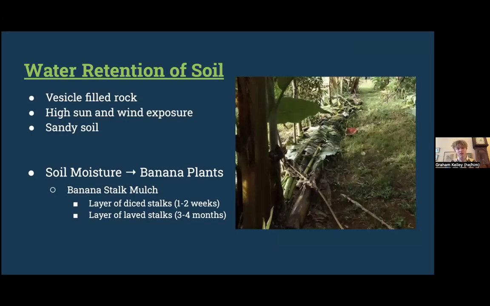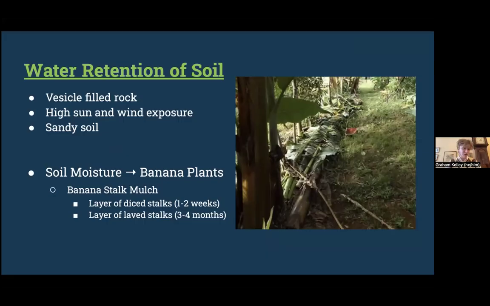Additionally, there's increased sun and wind exposure on that cinder cone, so any water you put into the soil, even if the soil can retain it, is going to dry up really quickly. And from so many years of agricultural use and cattle pasture, that soil has lost its nutrients and become very sandy, which once again doesn't hold moisture well.